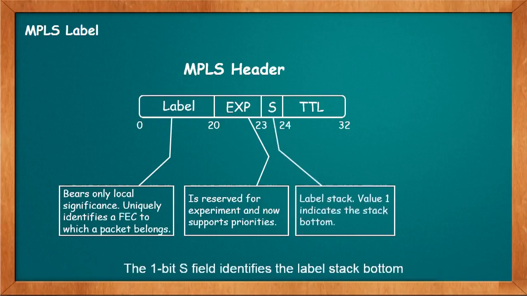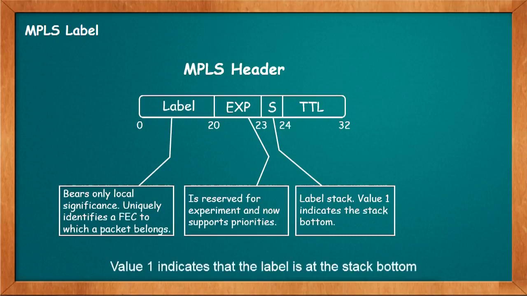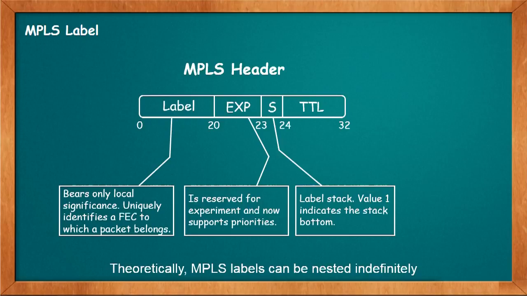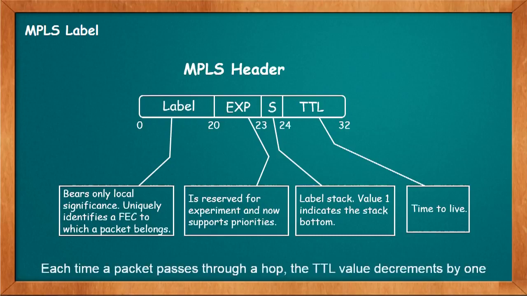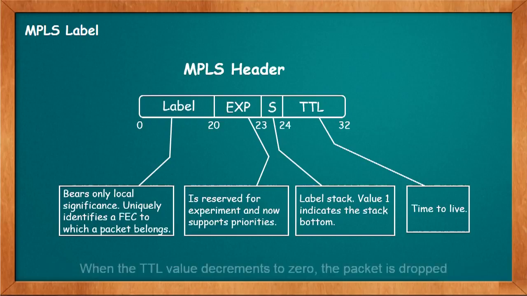The 1-bit S field identifies the label stack bottom. Value 1 indicates that the label is at the stack bottom. Theoretically, MPLS labels can be nested indefinitely. The TTL field indicates a time to live. Each time a packet passes through a hop, the TTL value decrements by 1. When the TTL value decrements to 0, the packet is dropped.